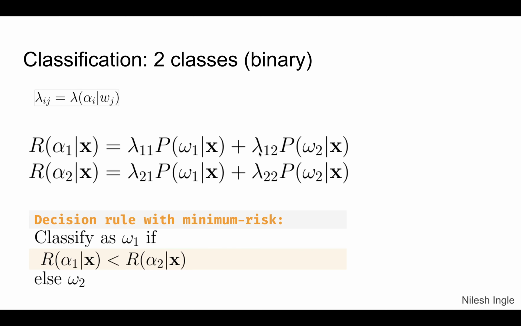And based on those values for risk, we can arrive at this decision rule with minimum risk, which says to classify the sample as belonging to class W1 if the risk value for that action taken given the data is less for that class as compared to the other class. So in this case, W2.